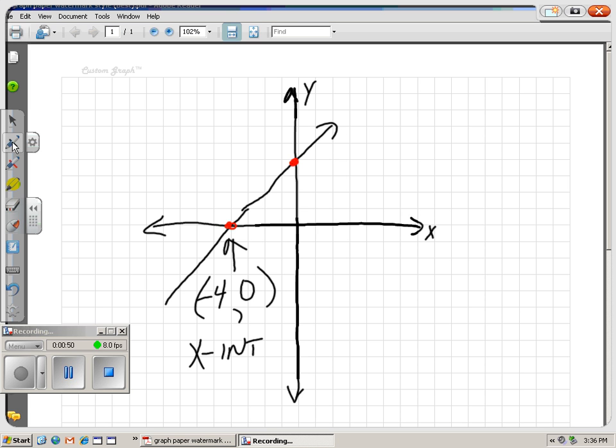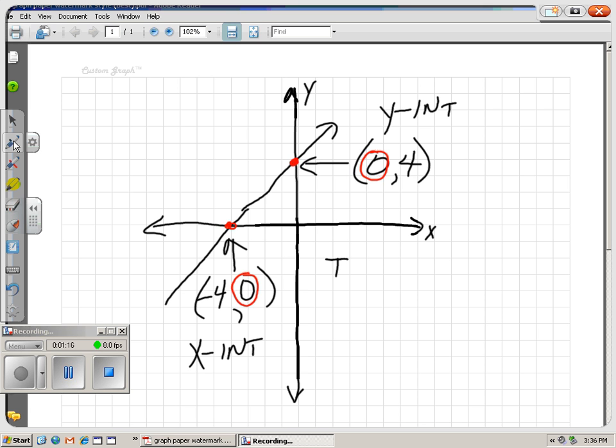x-intercept. And my y-intercept is no steps left or right, so 0, and then 1, 2, 3, 4 steps up. So its address is 0, 4. And that's my y-intercept. So what I want you to look at is these zeros right here. Okay? We're going to use this property of x-intercepts and y-intercepts to calculate them without making a graph.